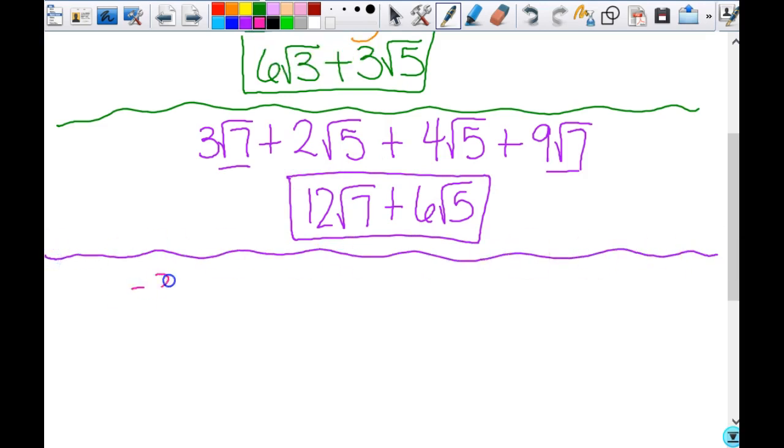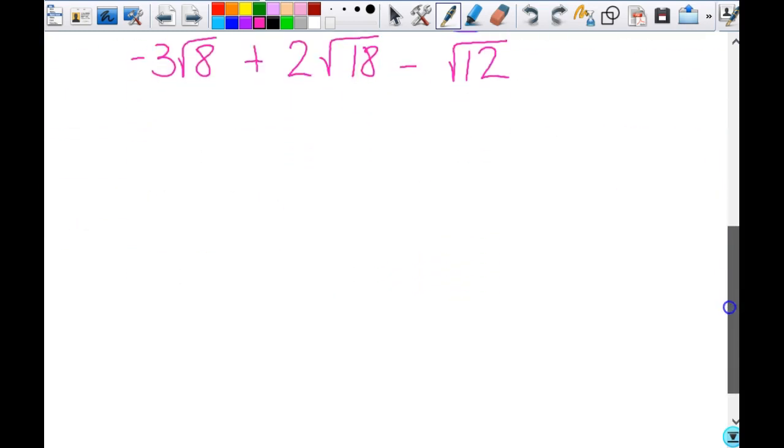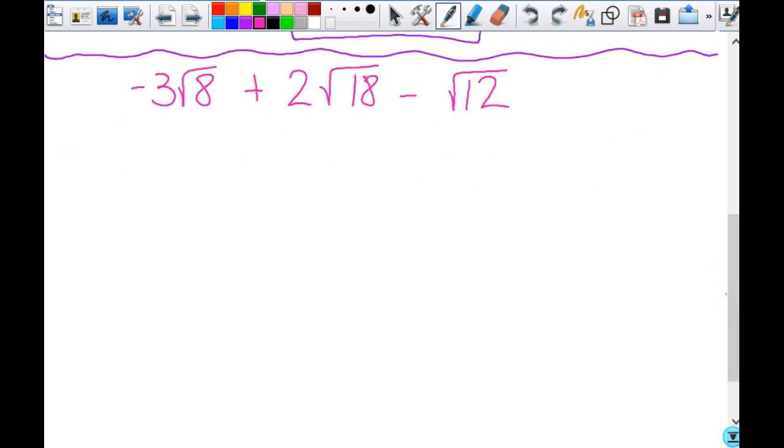Negative 3 square root of 8 plus 2 square root of 18 minus the square root of 12. Okay? Now, do I have any like square roots here? No. Can they be simplified? Yes. So that's what we're going to do here. We'll start with this one.